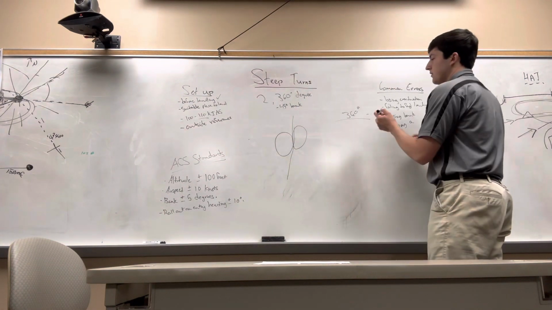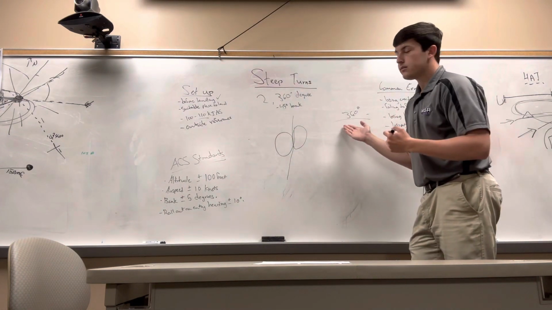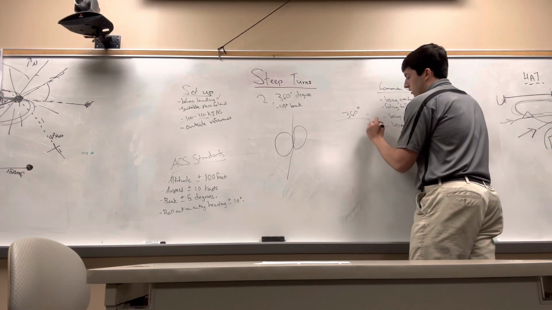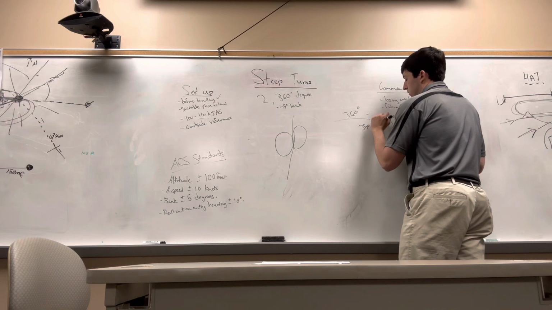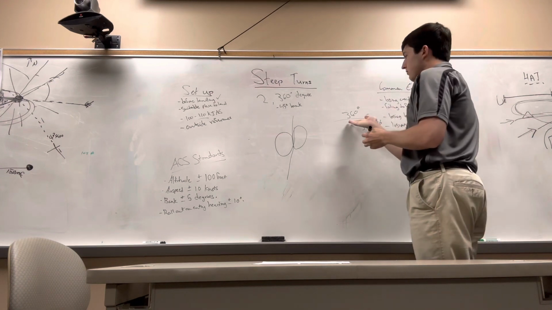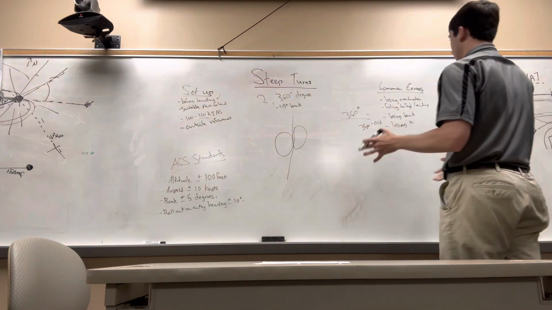In our case, for this example, we're doing 360 degrees. So we will be rolling out anywhere between 350 and 010. Ideally, we want it to be as close to 360 as possible though, in this kind of example.